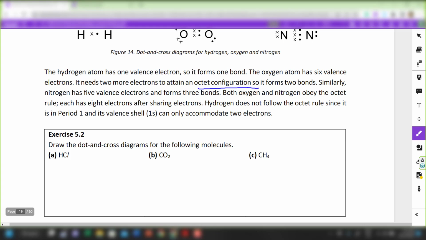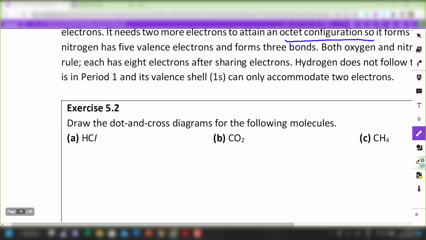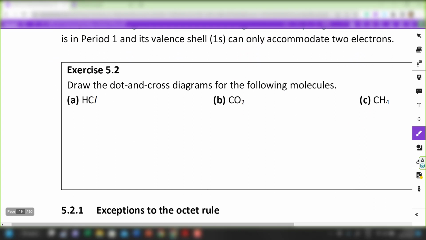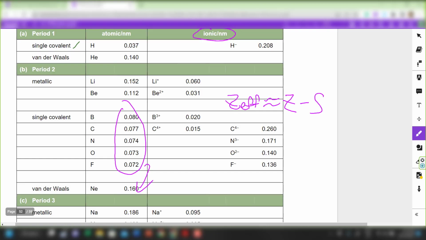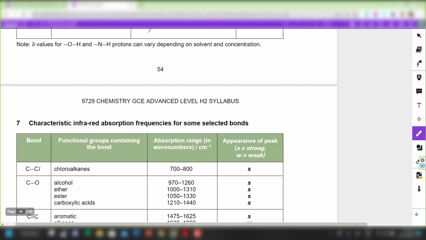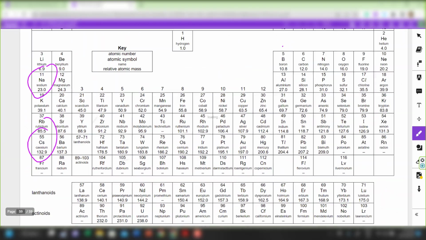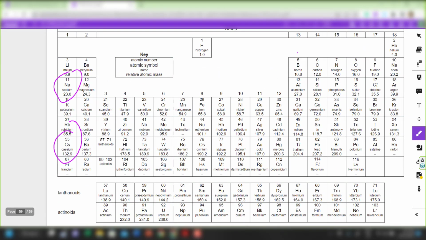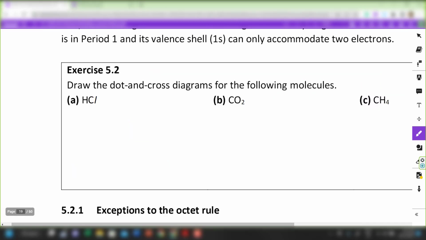So we'll try out exercise 5.2, and then you get a taste of how to actually draw the dot and cross diagram. For hydrogen and chlorine, I'll just look at the periodic table. So we are looking at hydrogen over here, and of course chlorine. Chlorine is group 17, so 7 valence electrons. So we have hydrogen with a dot, and then of course chlorine is a cross. We'll just try it out first. Cross, cross, cross, cross, cross, cross.